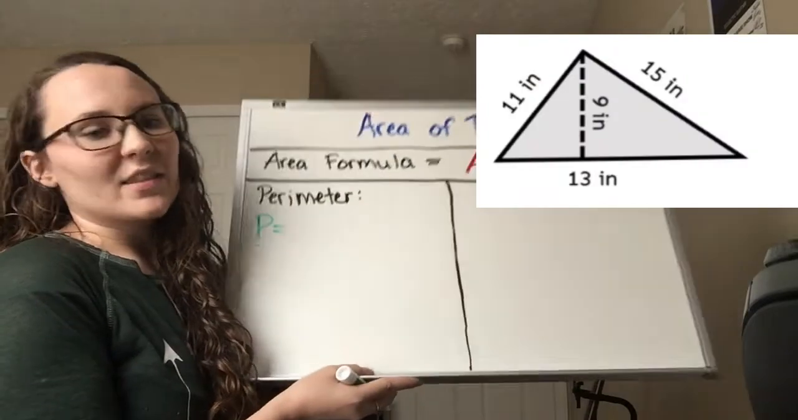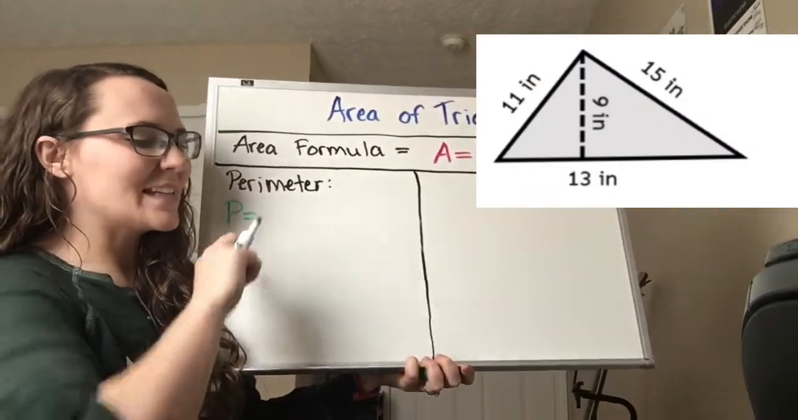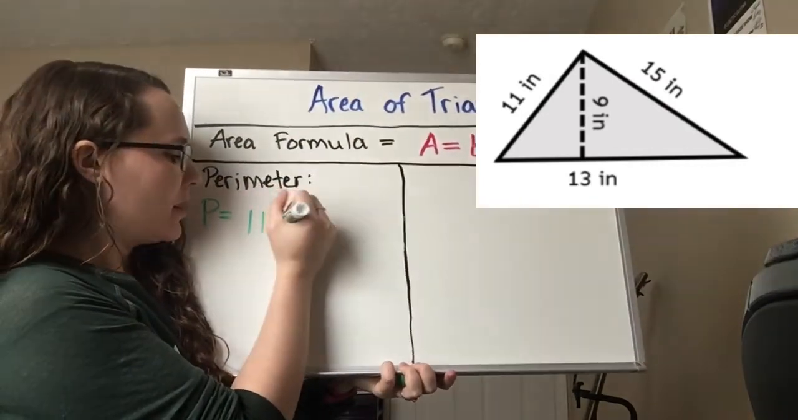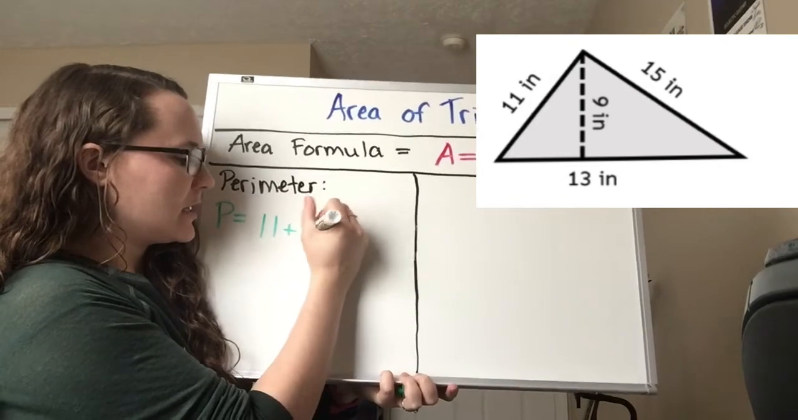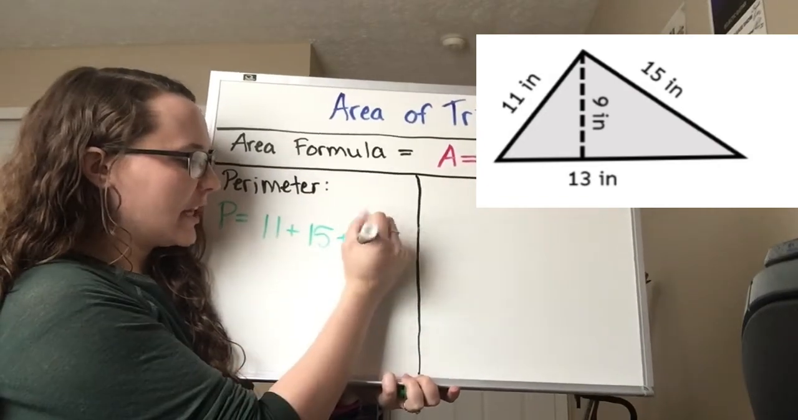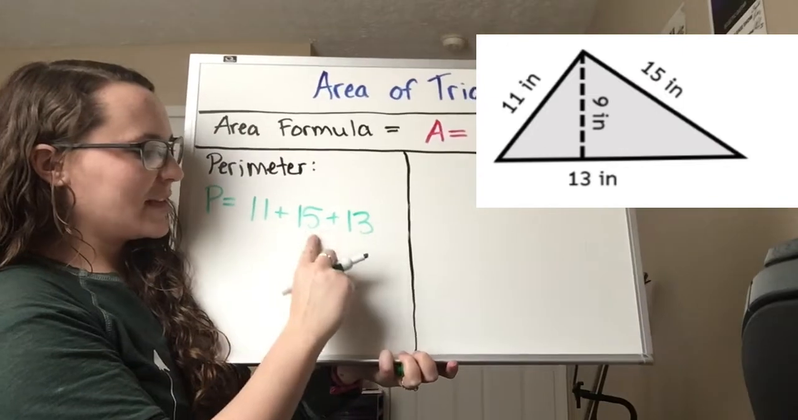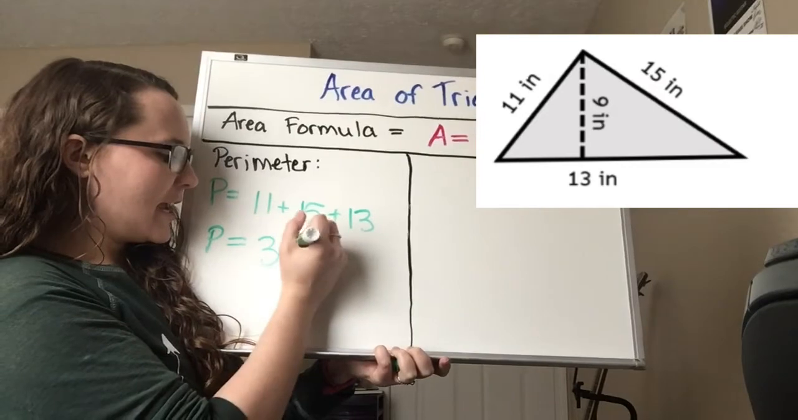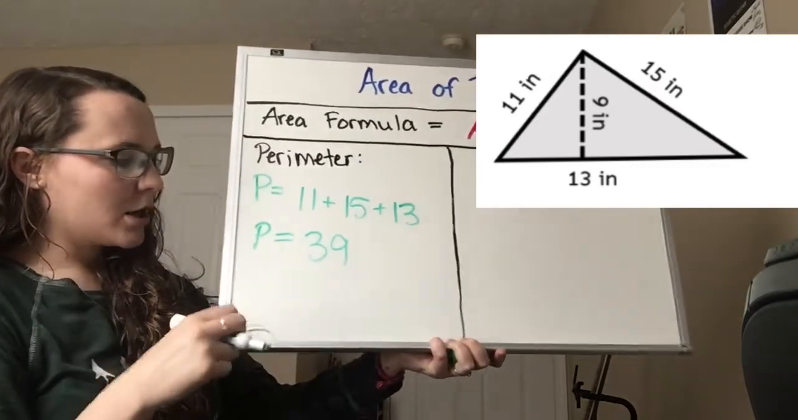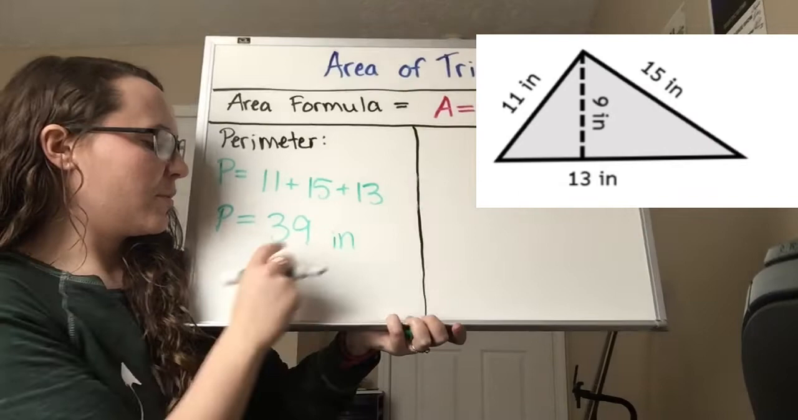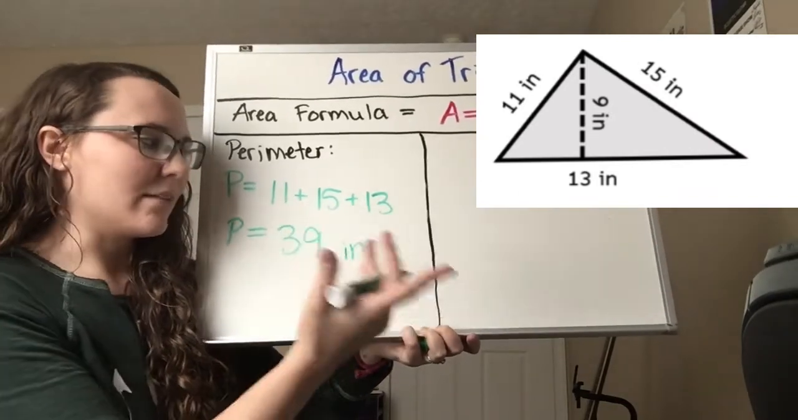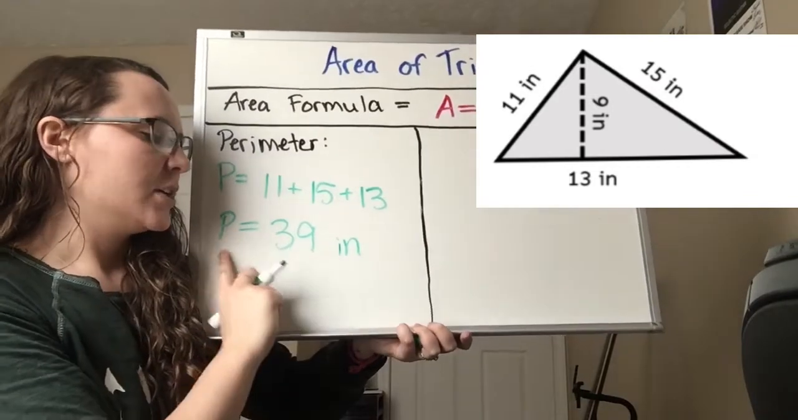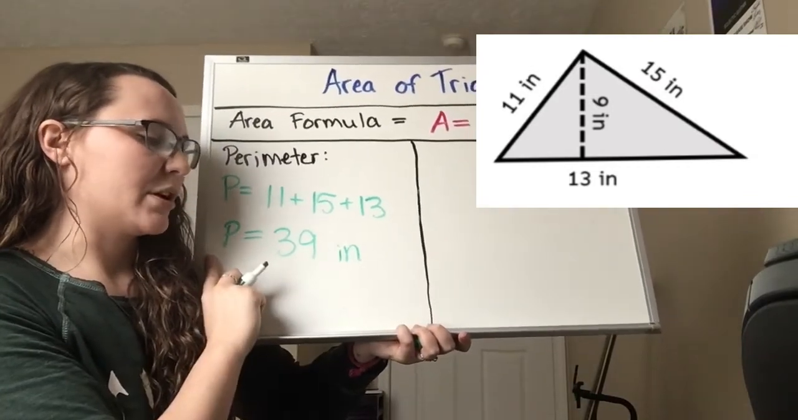So let's start off with finding the perimeter of this shape. So perimeter, we need to add up all the side lengths that go around the shape. So I'm going to add up 11 plus 15 plus 13. So when I add up 11 plus 15 plus 13, I get P equals 39, and then remember our unit is inches. So the perimeter is in inches because when we're adding, nothing's happening to it. So if I add inches plus inches plus inches, my unit stays inches. So I would get 39 inches as my perimeter for the shape.